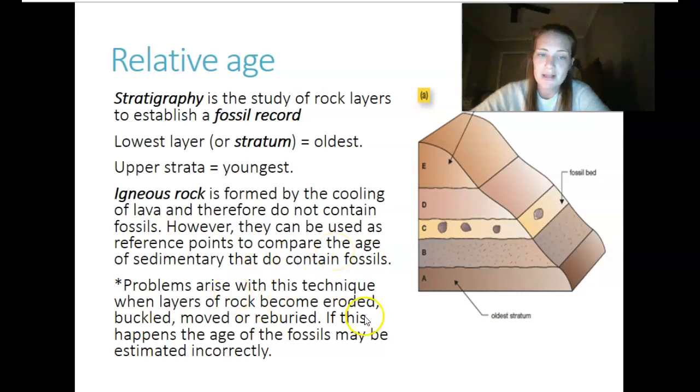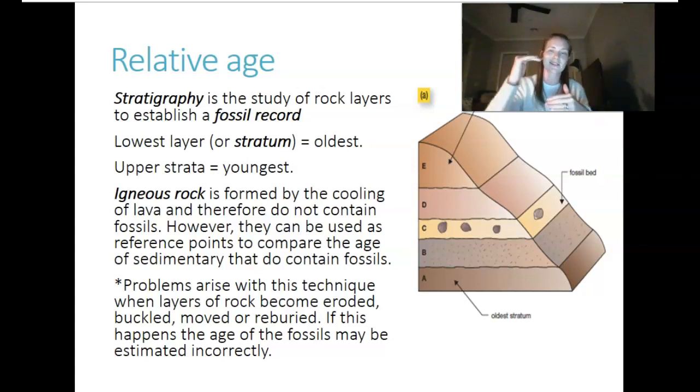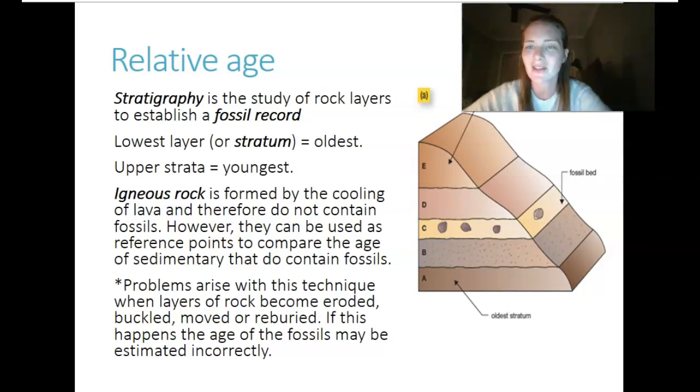Some problems arise with this technique due to tectonic activity of the Earth. As the Earth's crust is moving around and the tectonic plates are interacting with each other, it causes things like buckling and layers sometimes to form over the top of one another and fold. So it's not always as straightforward as the layers being in age order, but you would need to be given that detail if you were going to be asked a question about it.